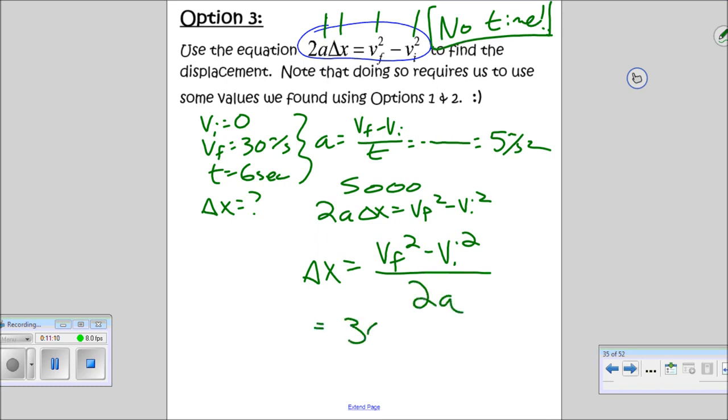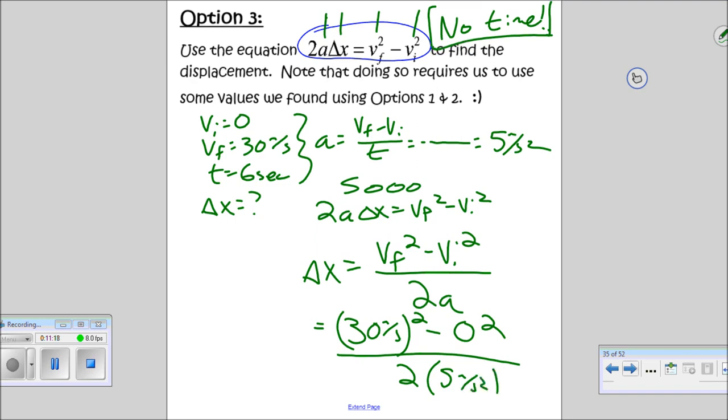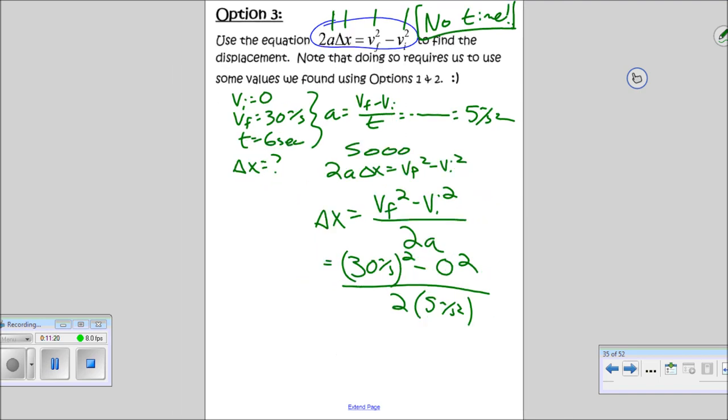So vf is 30. Don't forget to square it. Vi was 0. Don't forget to square it. Divided by 2 times 5 meters a second squared. So 30 squared is 900, minus 0 is still 900, divided by 10 gives you 90 meters.